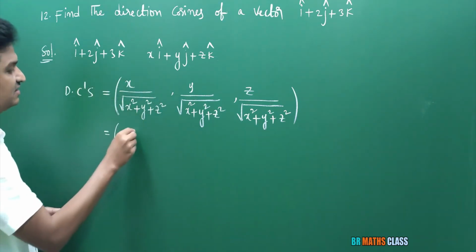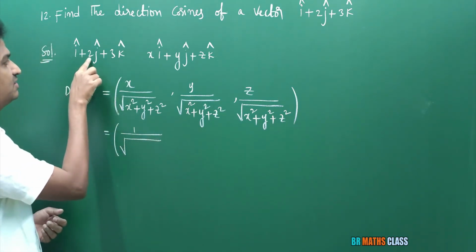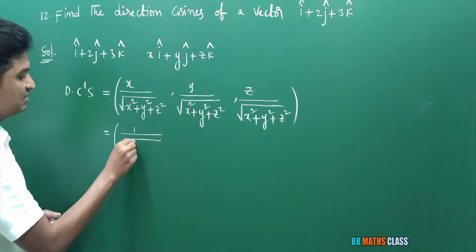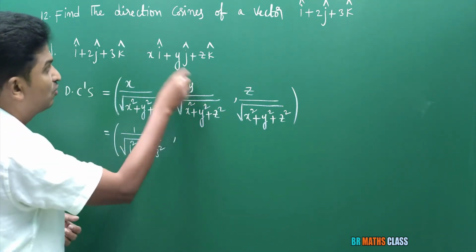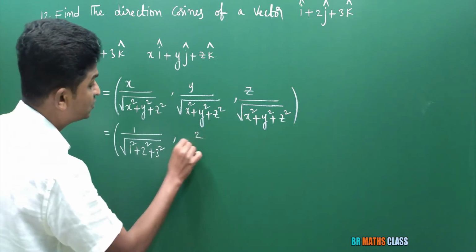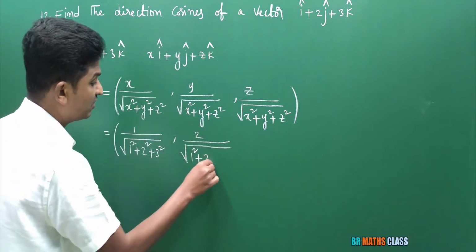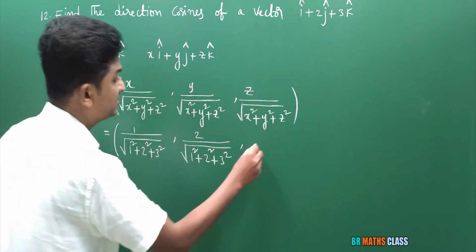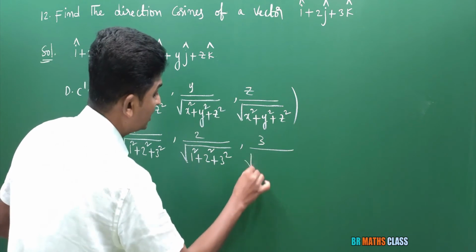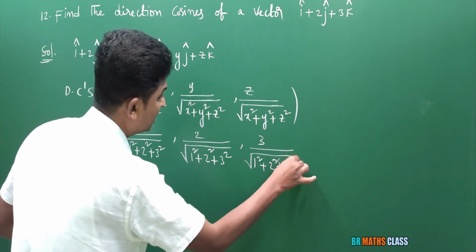What is x? X is 1. 1 divided by square root of x square plus y square plus z square, that is 1 square plus 2 square plus 3 square, comma y. What is y? Y is 2. 2 divided by square root of x square plus y square plus z square, comma z. What is z? Z is 3. 3 divided by root over x square plus y square plus z square.